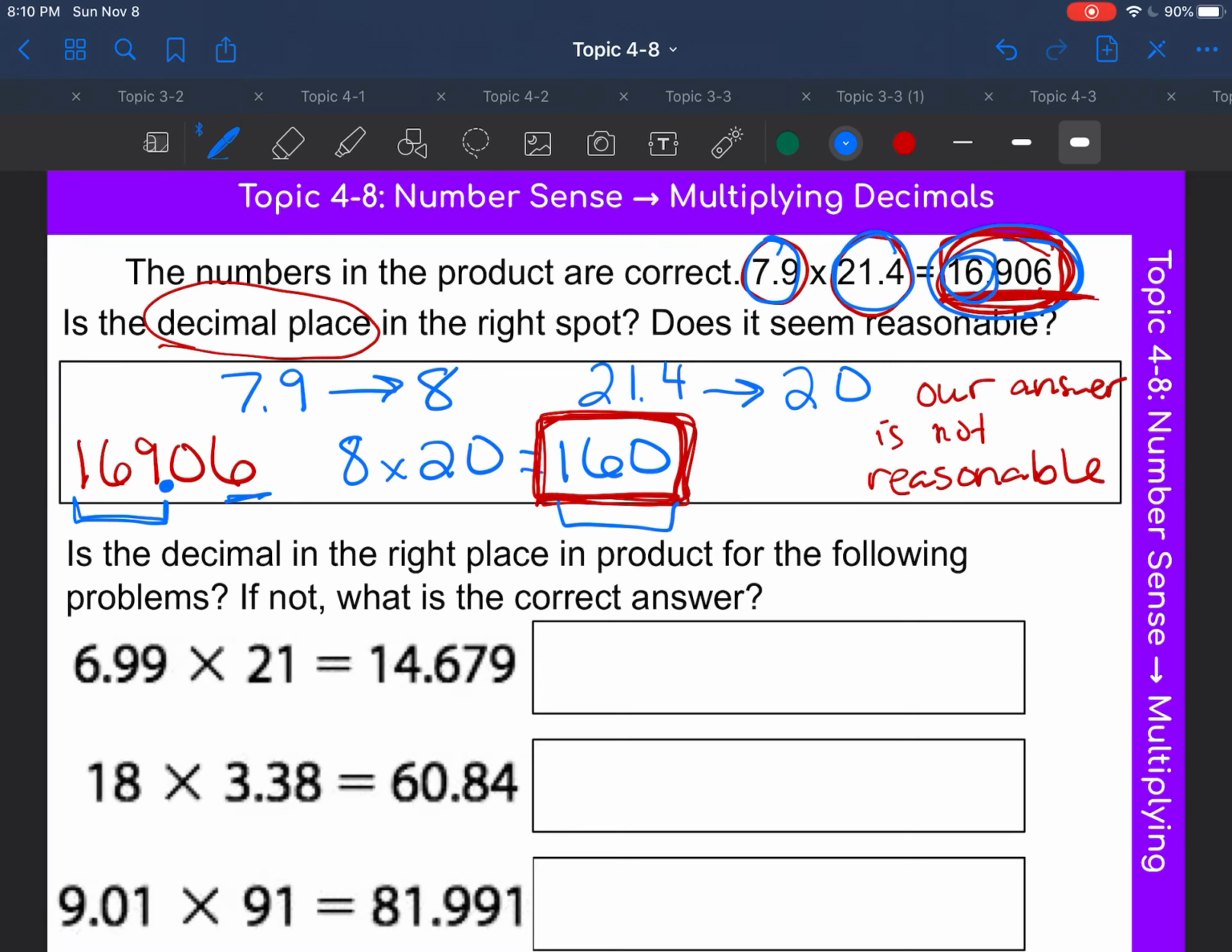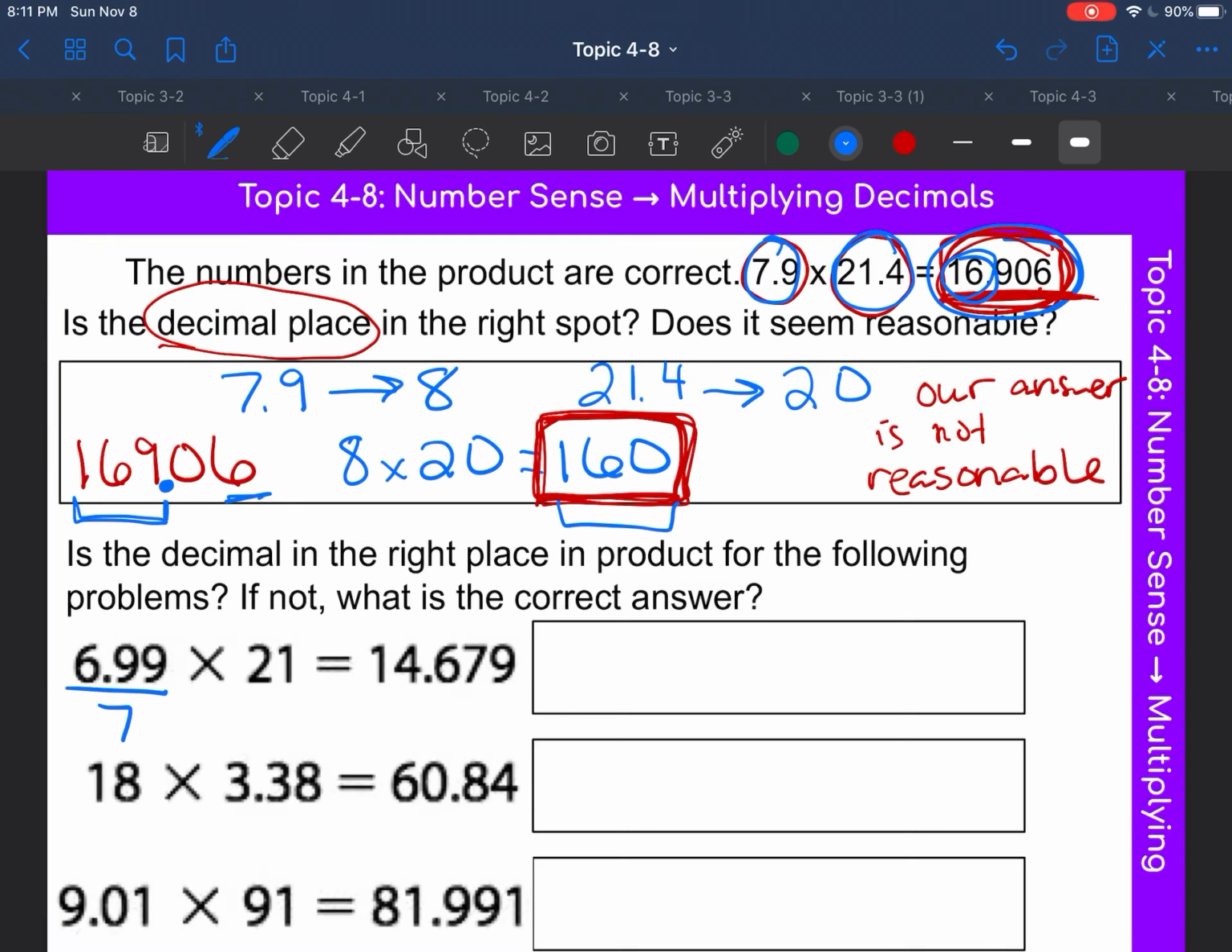Okay, so let's see the next ones. Is the decimal place in the right place in the product for the following problems? If not, what is the correct answer? Where should the decimal place be? Again, for all of these, you're first going to estimate to see what the answer should be around. So 6 and 99/100ths is really close to what?